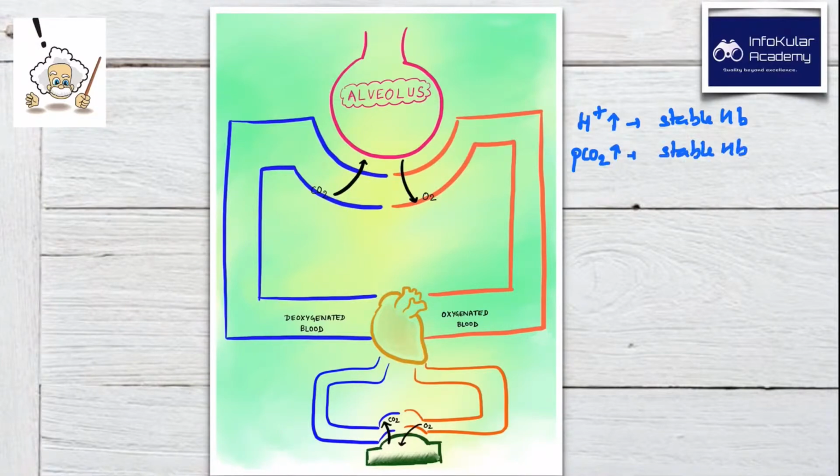Next is increased concentration of 2,3-DPG. जब 2,3-DPG बढ़ती है तो we've all known that the oxygen release to the tissue is favored and hence it reduces the affinity of hemoglobin to oxygen. So the binding reduces.